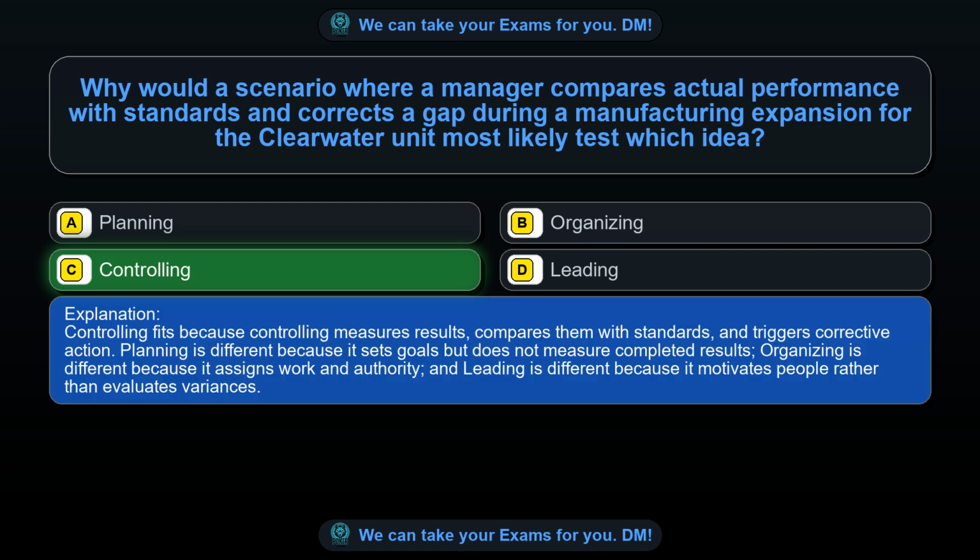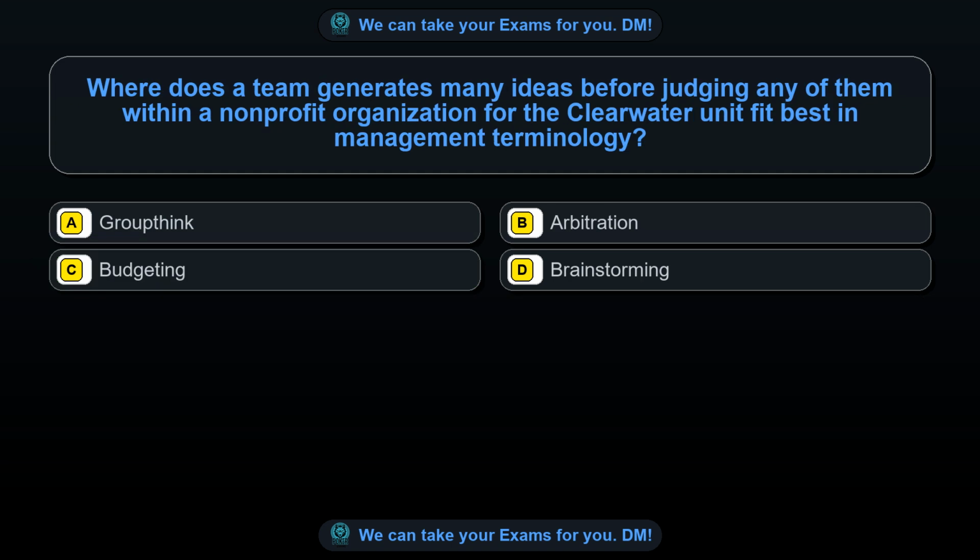Controlling fits because controlling measures results, compares them with standards and triggers corrective action. Planning is different because it sets goals but does not measure completed results. Organizing is different because it assigns work and authority, and leading is different because it motivates people rather than evaluates variances.